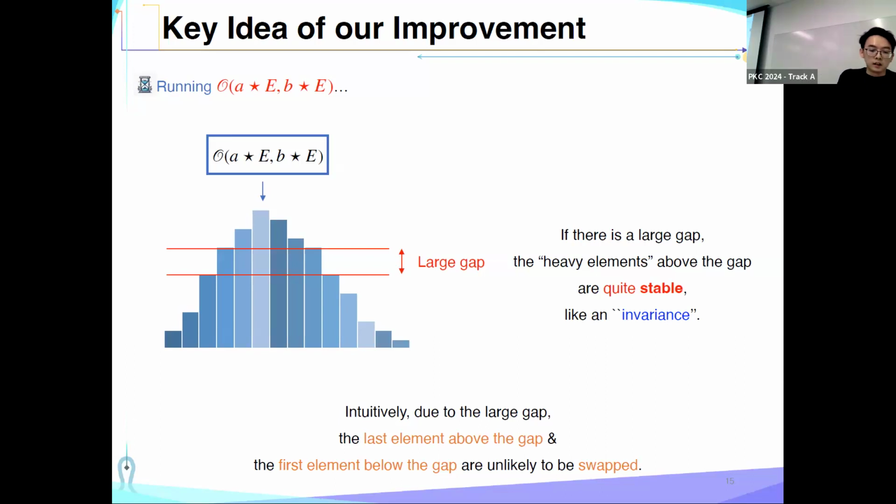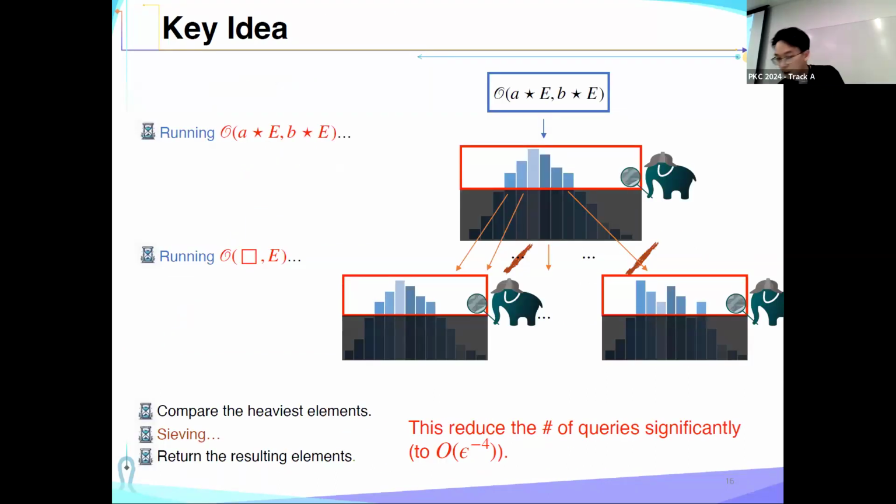The intuition is like this: because there's a large gap, the last element above the gap and the first element below the gap are unlikely to be swapped. That's why the heavy elements are quite stable, so we can treat them as an invariant. So our key idea is as follows. We sample the distribution and just observe the heavy elements, and we compare these heavy elements, and that's it. This can reduce the number of queries significantly to epsilon to the -4. It's quite a great improvement.